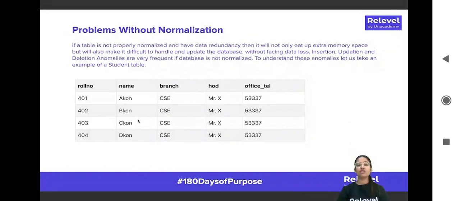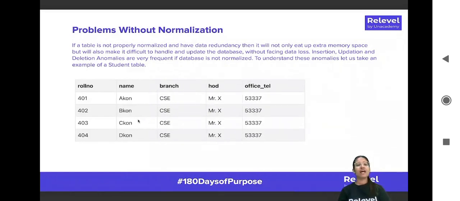Now assume a table is not properly normalized and it has data redundancy. Then it will not only take up extra space, but it also makes it difficult to handle and update the database without facing any data loss as well. Now insertion, updation and deletion anomalies are very frequent if the database is not normalized. So three kinds of problems come up very frequently if your database is not normalized, and those are insertion, updation and deletion anomalies. Okay. So we'll try to understand the concept of normalization with the problems that can happen if normalization is not there.